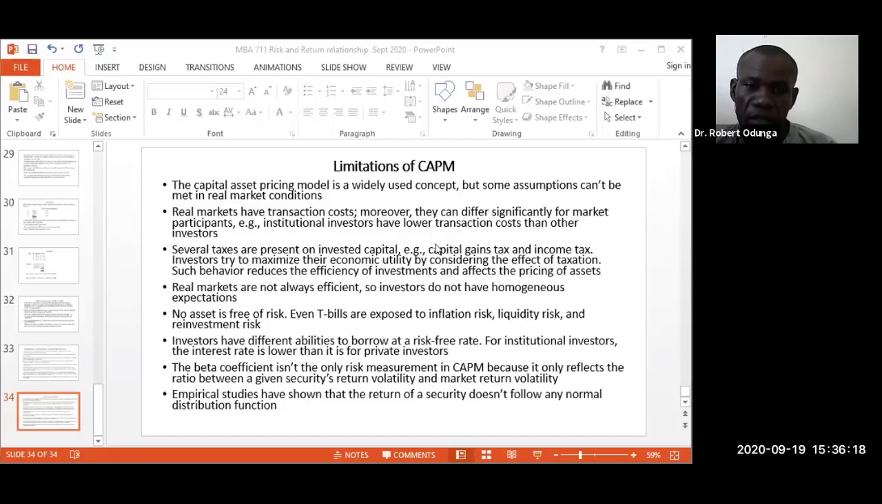Now, no asset is free of risk. Even treasury bills are exposed to inflation risk, liquidity risk, and investment risk.